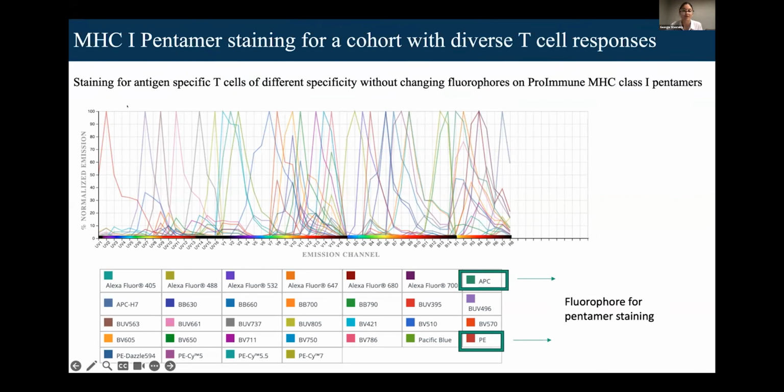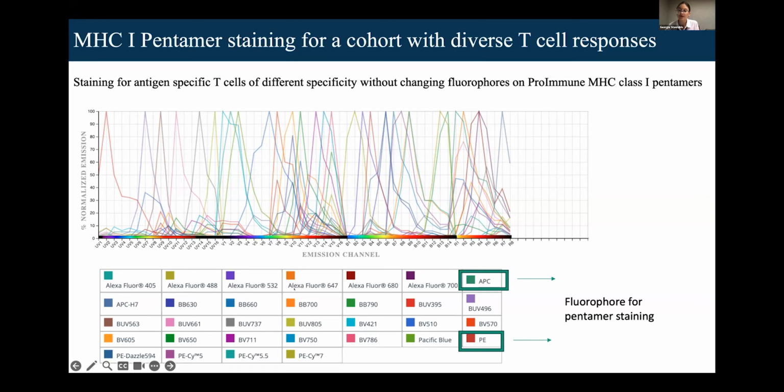So this is just looking at the spectral emission of our panel and the different fluorophores. What is really critical here is we're at 27 fluorophores in this panel, so it's really hard to add new fluorophores. And so what we wanted was to kind of designate 2 fluorophores in this panel. In this case, we picked APC and PE as pentamer fluorophores.